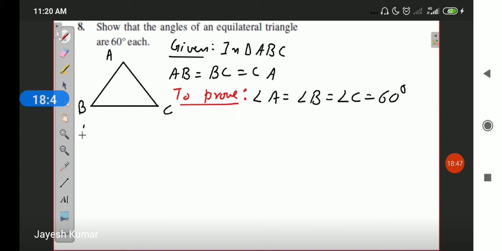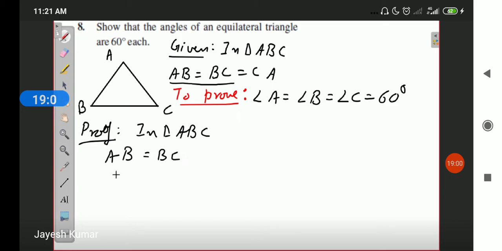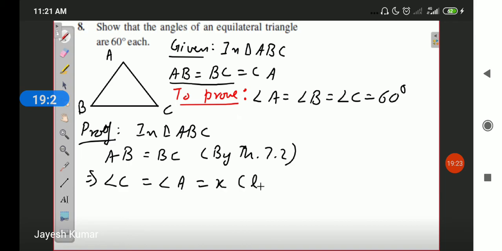So first of all, see, in triangle ABC, since these two sides are equal, AB is equal to BC, that means the angles opposite to them, by theorem 7.2, will also be equal. The angle opposite to side AB is angle C, and the angle opposite to side BC is angle A. Angle A and angle C are both equal, and I let both be equal to x.